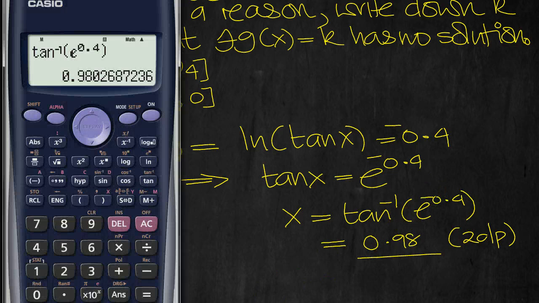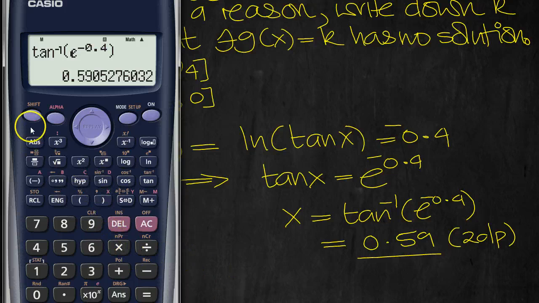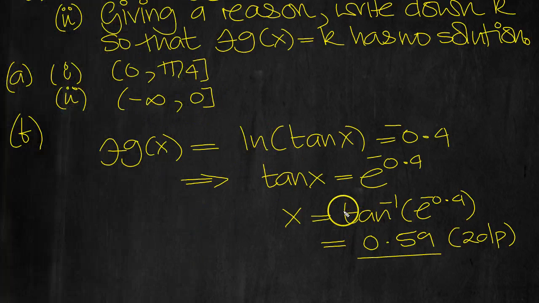Okay, so let's just go back to our calculator then, and just change that to minus. Equals 0.59, 0.59 to 2 dp. Now that would be the x value, and it's in the range here, pi over 4 to 3 pi over 4 then. Let's just check, shift pi divided by 4, and we get, that's within the range. So everything looks okay now.